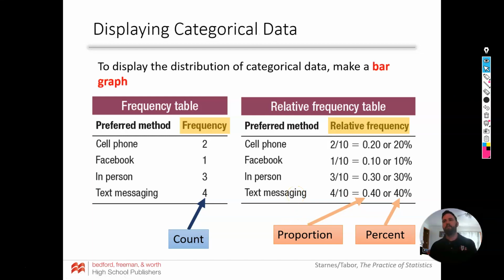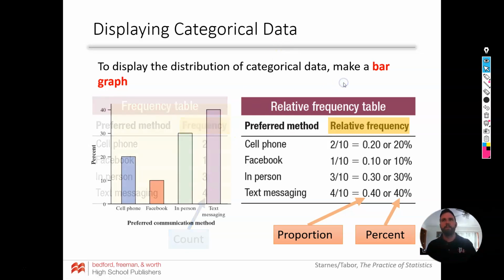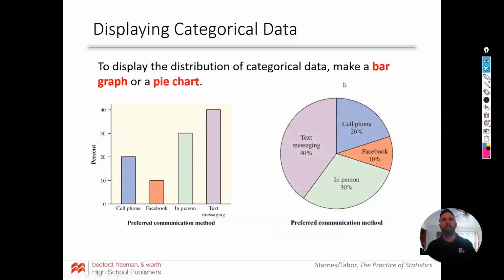Now, the best way to display categorical data is to use a bar graph. A bar graph is used to show counts or relative frequency. Look, it's a bar graph. You can also use a pie chart, but honestly, they'll never ask you to make a pie chart because you need a protractor and a lot of intense stuff. So bar graph is going to be the preferred way to show categorical data. Okay.